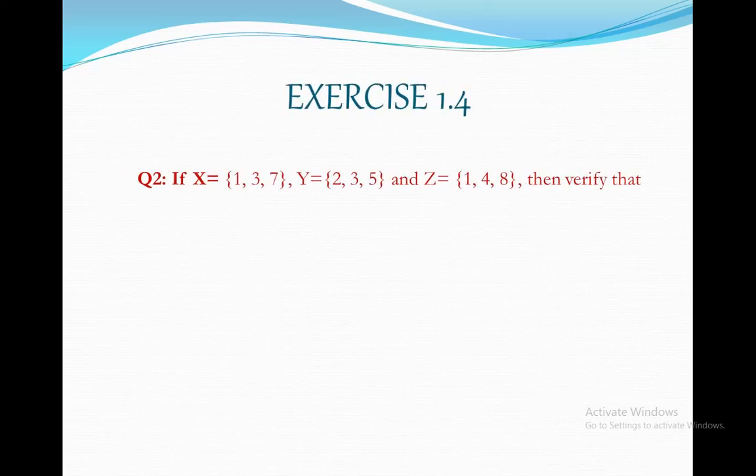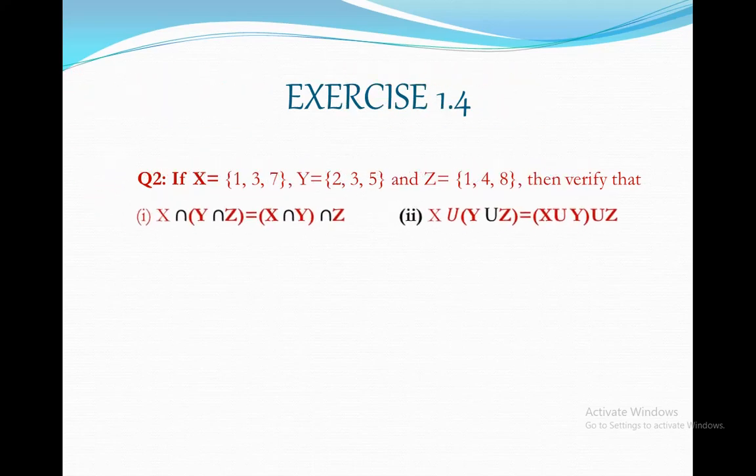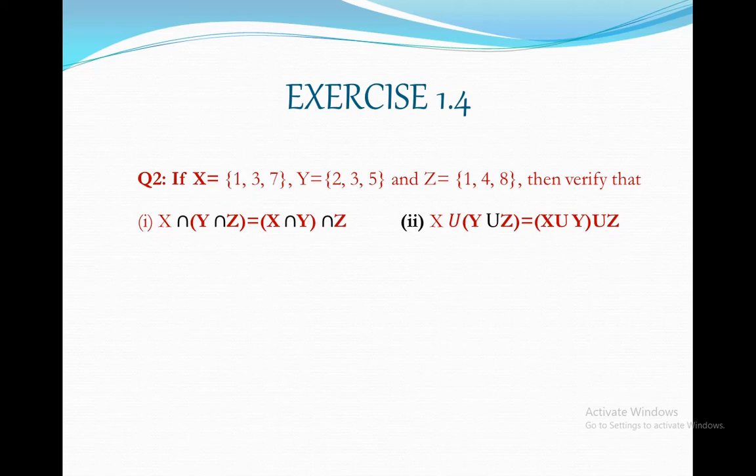Let's proceed to the application in the exercise. We have exercise 1.4. We select question number 2. The statement says: if set x is equal to {1, 3, 7}, set y is equal to {2, 3, 5} and set z is equal to {1, 4, 8}, then verify part number 1, the associative property of intersection, and part number 2, the associative property of union. We will verify one by one.